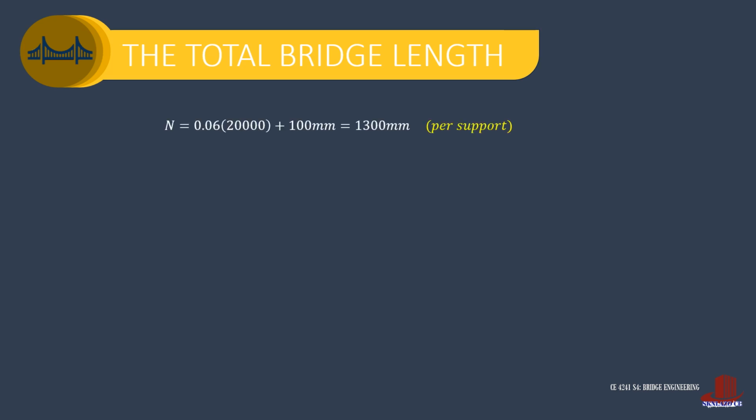Now back to the example. With the allowance of 1300 mm adopted for each support, the total length is then the clear span plus twice of n. That is 20 meters plus twice of 1.3 meters, which gives the length of the bridge as 22.6 meters.